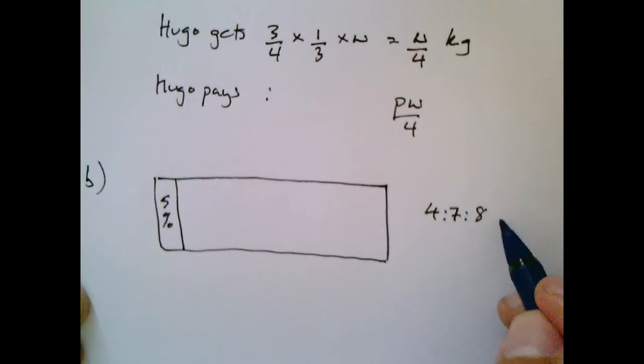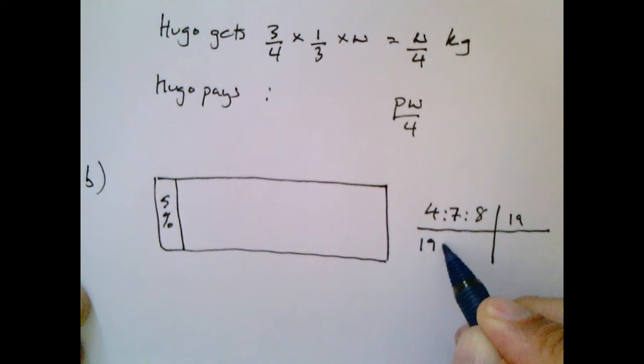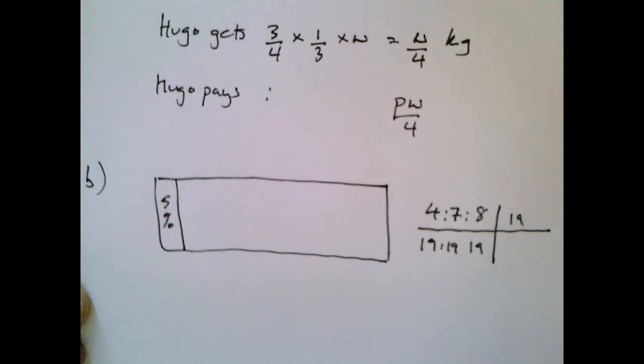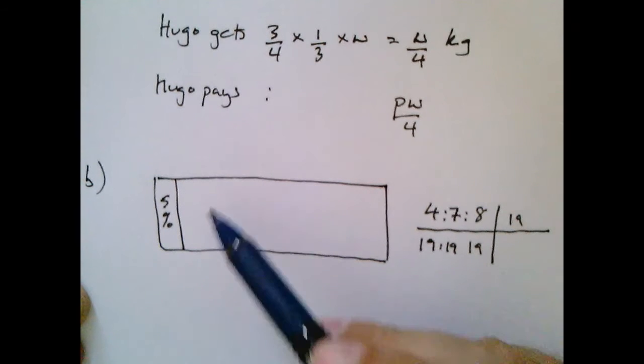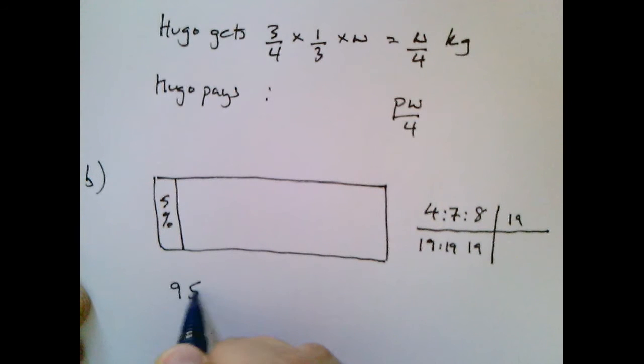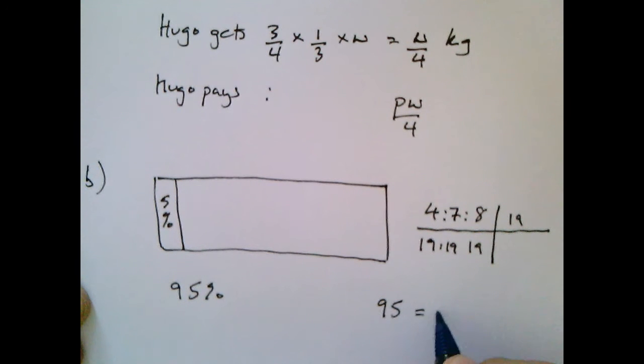I'll try and get it on the screen this time. We add those up, that's 8, 15, 19. So it's 4/19, 7/19, and 8/19. What we can try and do is work out what that represents. So we've got 95% left here. Now, what we're going to try and do is check to see whether 95 is linked with this number 19. 95 is, as it turns out, 19 times what? 5.